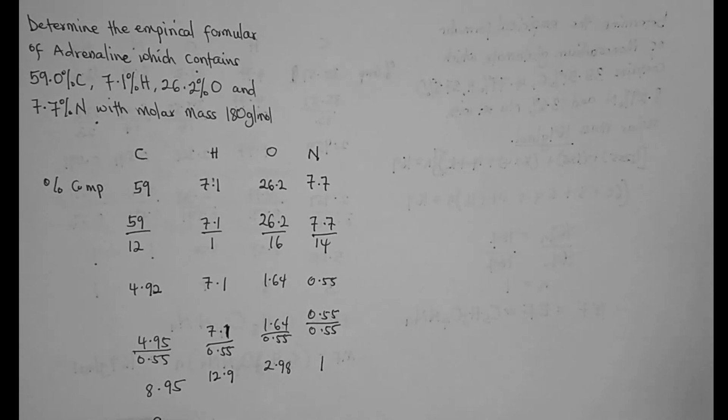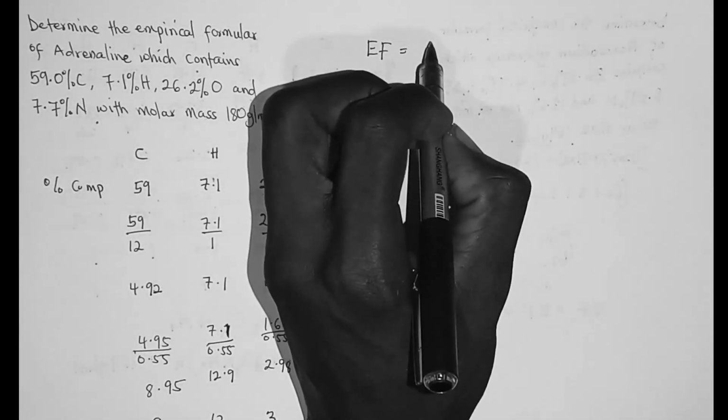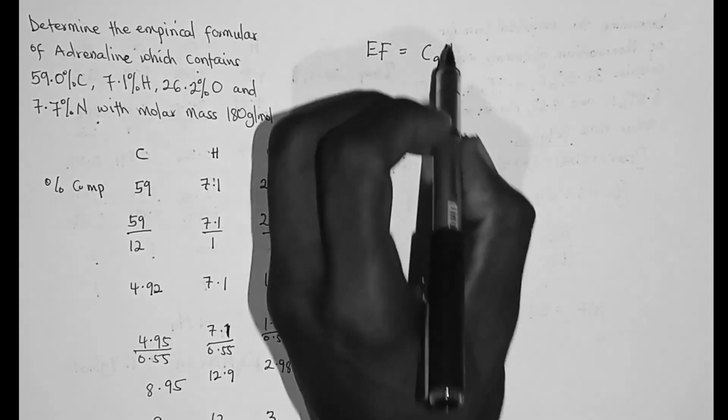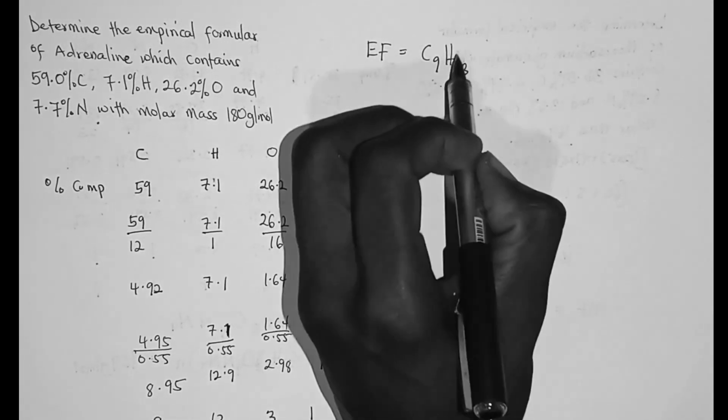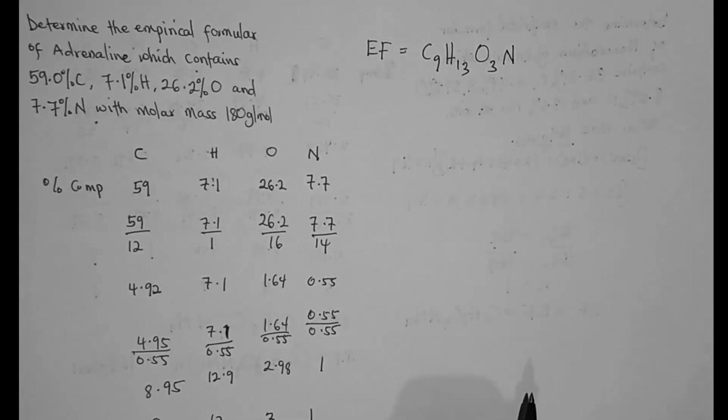Then 12.9 will give 13. Then 2.98 is 3, and then 1. So what does it mean? This means that the empirical formula of adrenaline is equal to C9H13O3N. This is the empirical formula of adrenaline.